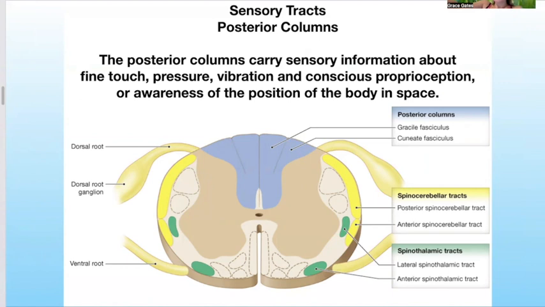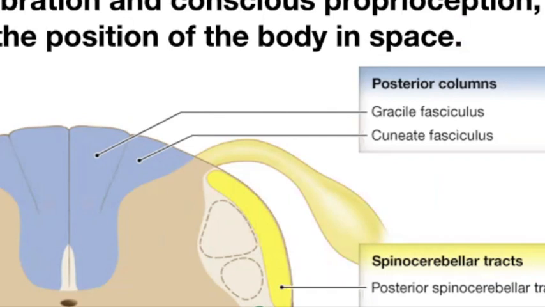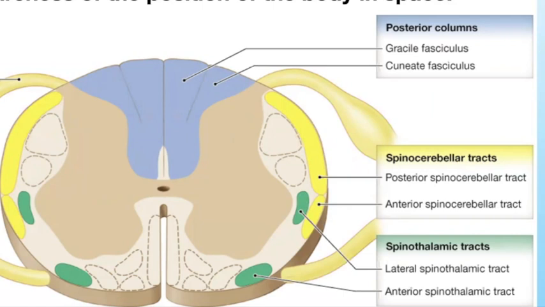And the posterior columns are huge. They're the blue part of this picture, and notice how much bigger they are than the tracts that are shown in yellow or in green. They carry a lot of information, they take up a lot of space. They're all that's in the posterior between the lower wings of the butterfly.